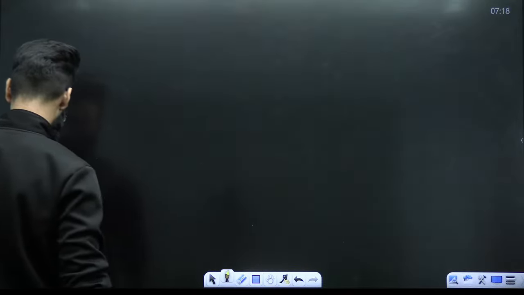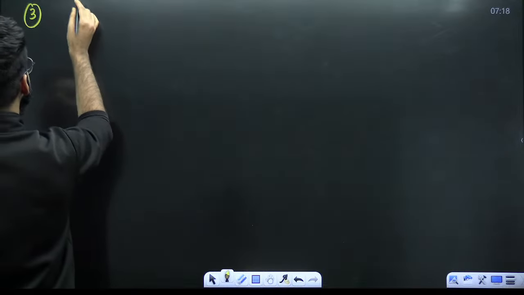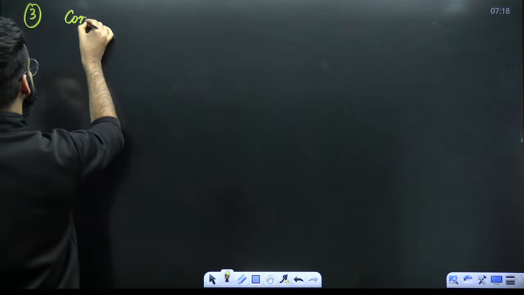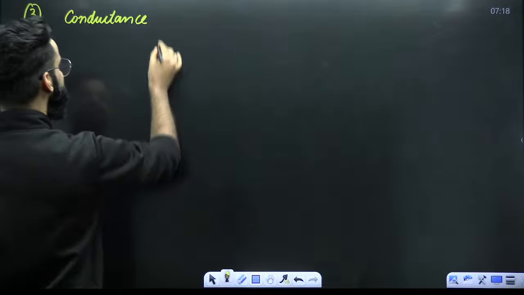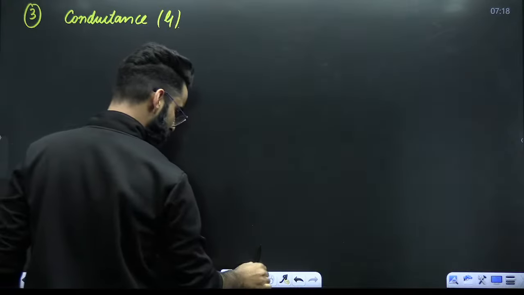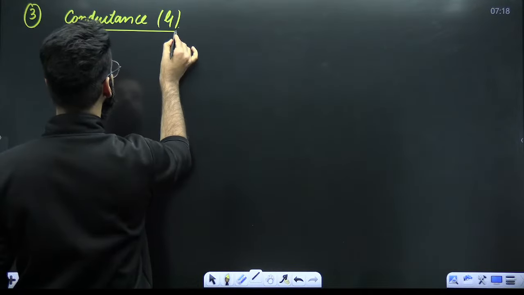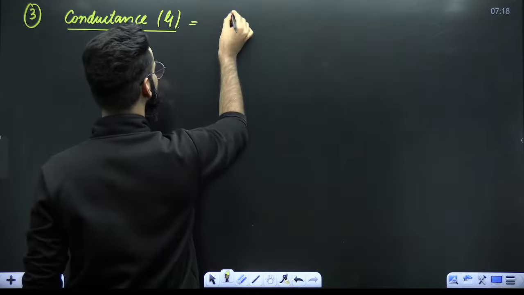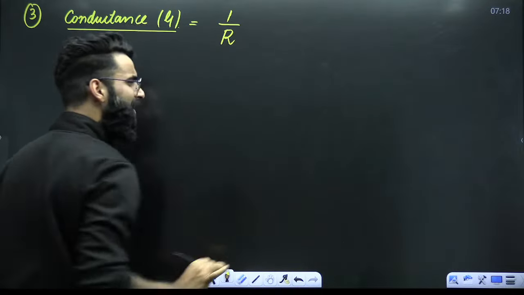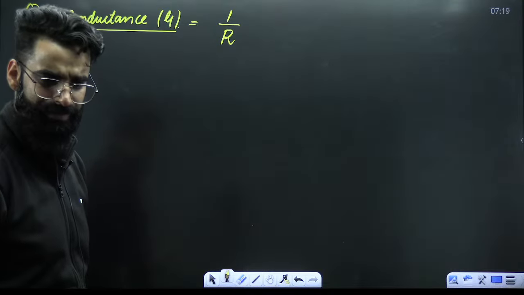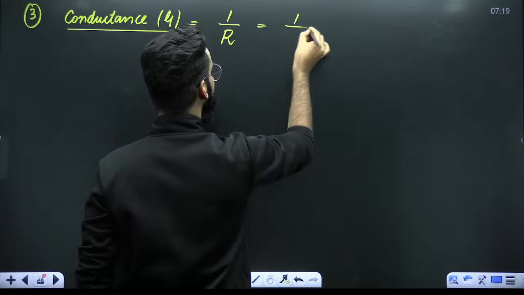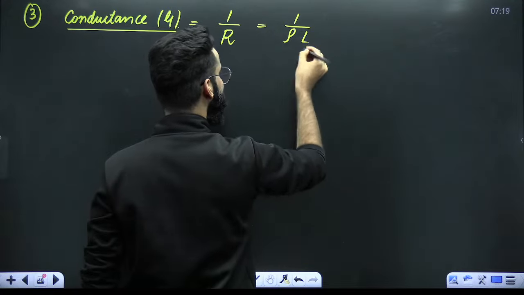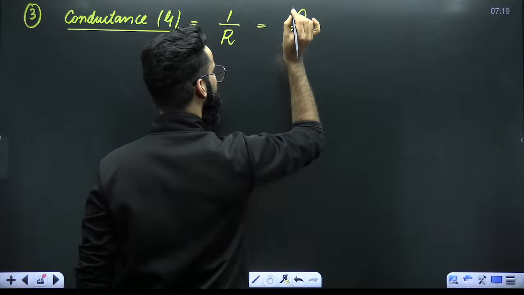Talking about my third terminology. My third terminology is conductance. Conductance is basically represented by G. How do you define this conductance? Conductance is defined simply as inverse of resistance shown by the conductivity cell. Right? Inverse of resistance. Now tell me one thing. 1 divided by R is rho, L divided by A. So this is A here.